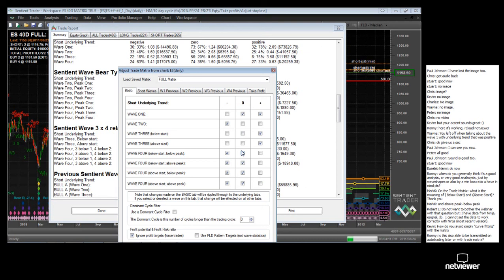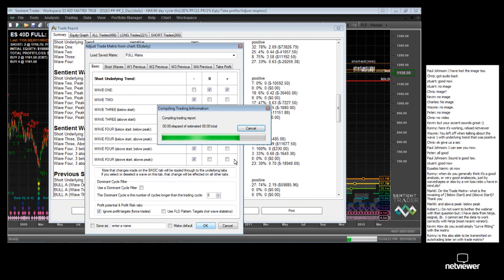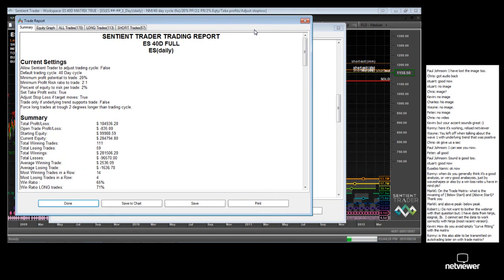Wave 4, below start, below peak. I'm treating them all the same. I'm not going to get complicated. I don't want to take wave 4 and a positive underlying trend, regardless of whether they're below or above. I also don't want to take wave 4 with a neutral underlying trend. Okay? Now I've edited the trading matrix.